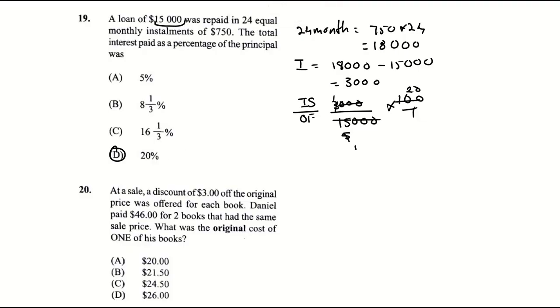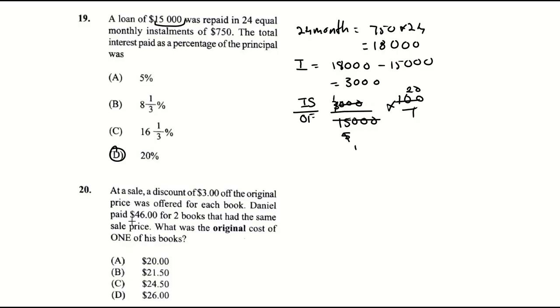Last question for May, June 2024. This is a repeated question as well, guys. Let's read that over. Number 20 says, at a sale, a discount of $3 off the original price was offered for each book. So for one book, you get $3 off. Daniel paid $46 for 2 books that had the same price. What is the original price for one book?